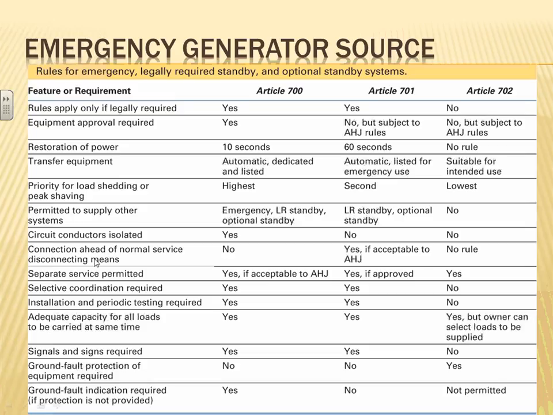So connection ahead of the normal service disconnect means, no, if it's an emergency system, you can't use the connection ahead of the service as your second source of power. If it's a legally required system, yes, and that will get you into the fire alarm system, fire alarm panel, how you can feed it from the line side of the service disconnect means.